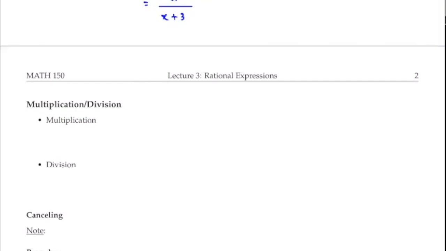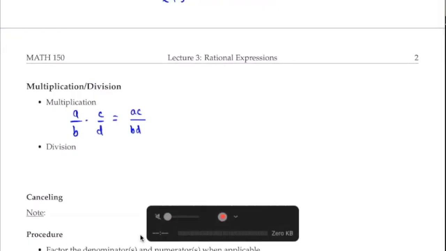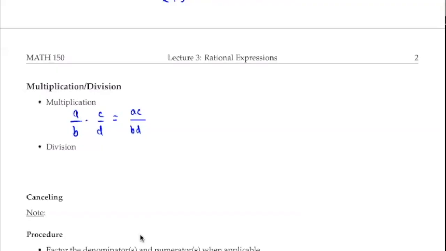So for multiplications, if you have a over b times c over d, if you have two rational expressions multiplied together, then you just multiply the numerators together and the denominators together, and you should get a times c divided by b times d. Again, because we are dealing with fractions or rational expressions, the denominator cannot be equal to 0, so we impose the conditions that b is different from 0 and d is different from 0.